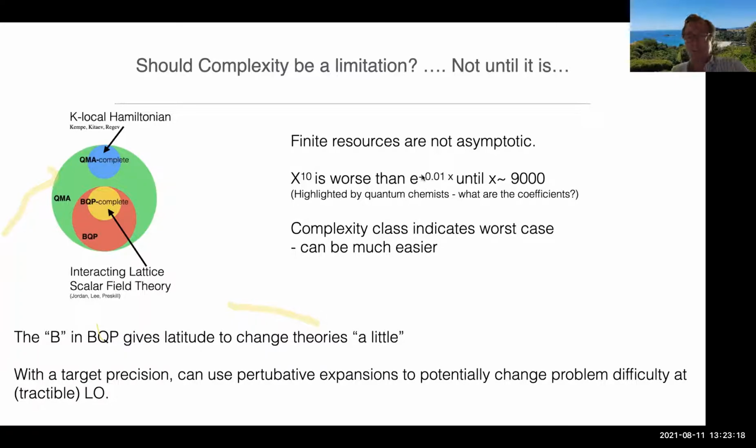The quantum chemists figured this out a while ago. When looking at the scaling of resources, one not only needs to look at whether it's exponential or polynomial, but also the arguments and the coefficients of these terms. So for example, x to the 10 is worse than e to the plus 0.01x until about x of 9,000.